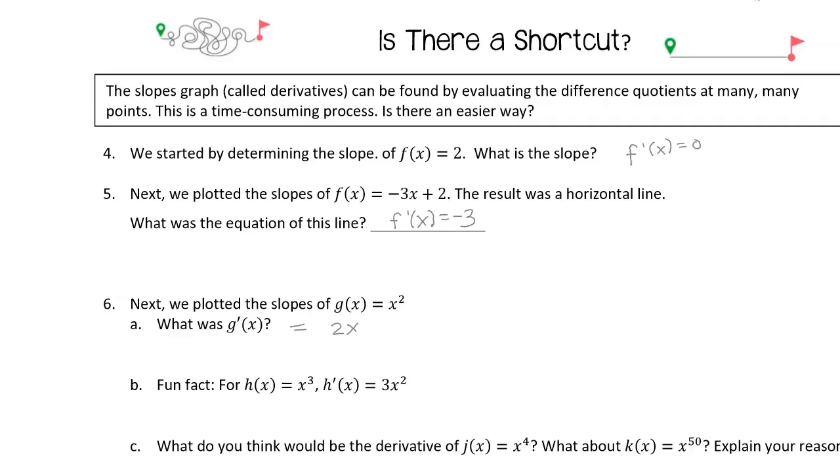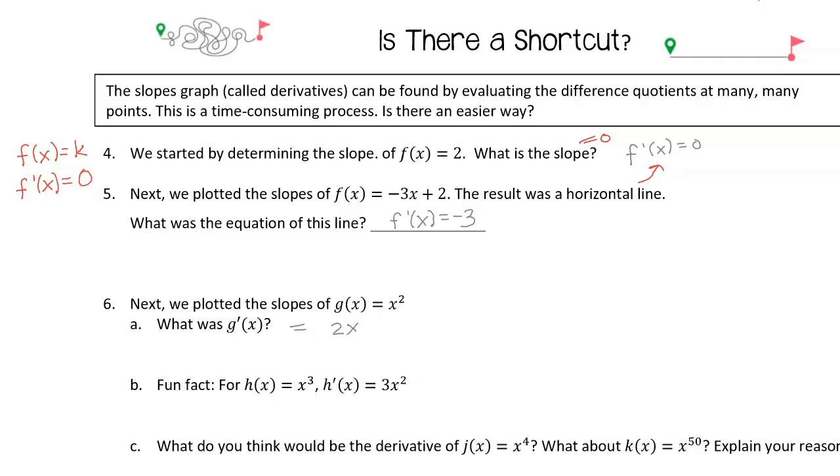All right, I went in and filled in some of the answers, and some of them we're going to talk about, and then we're going to add some margin notes. Now, for the first problem that we did, we had the function f of x equals 2. Then we found that the slope was 0, and we can also write that as the derivative f prime of x was equal to 0. If we have a function f of x equals a constant, then the derivative will be 0.